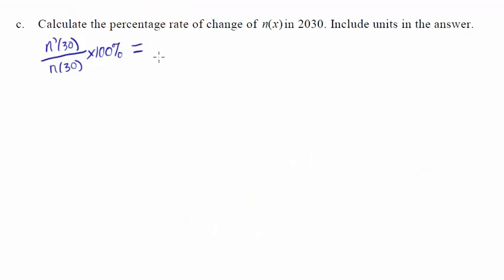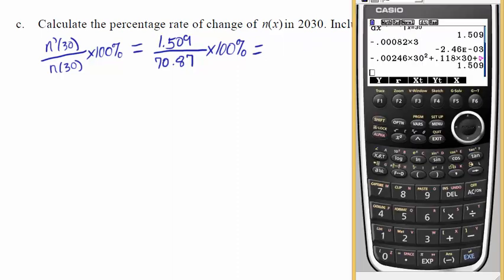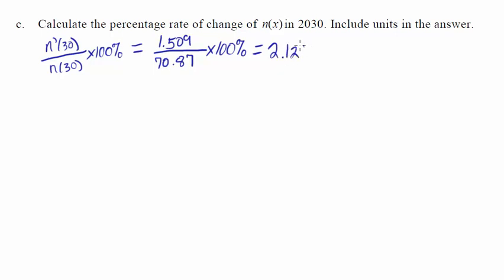All right, so I'm going to take 70.87 as my function value. Then we just found the derivative twice to be 1.509. Then we're going to multiply that by 100. Okay, so 1.509 divided by 70.87 times 100 gives me 2.129. And my units here are percent per input, which in this case is years.